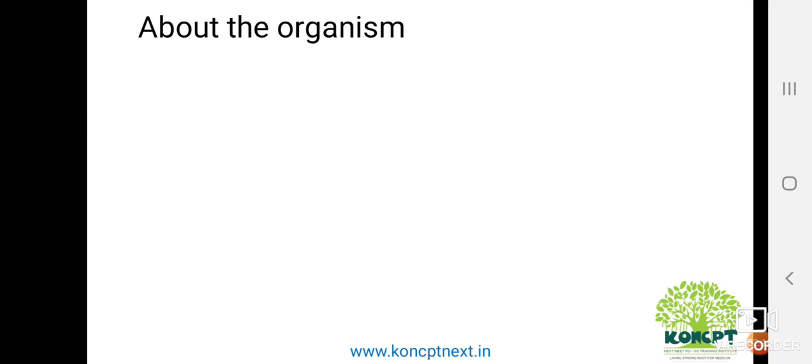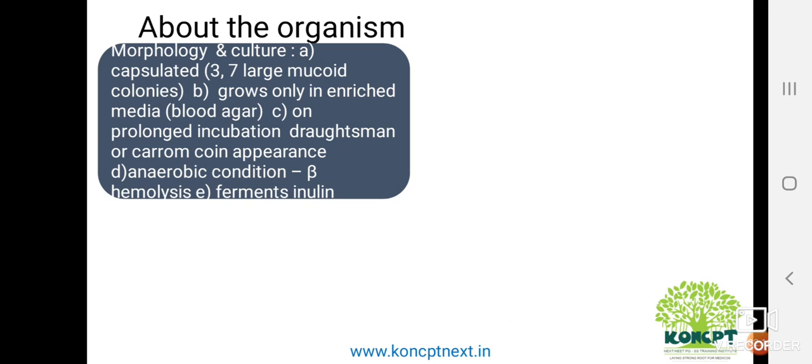Coming to the organism, it's a capsulated organism. Serotypes 3 and 7 produce large mucoid colonies. They grow only in enriched medium like blood agar and chocolate agar. And on prolonged incubation produce Neufeld colony or carrom coin appearance. It also produces beta hemolysis in anaerobic condition. This is one condition where Streptococcus pneumoniae can produce beta hemolysis. And one sugar which you have to remember is inulin. It ferments inulin.